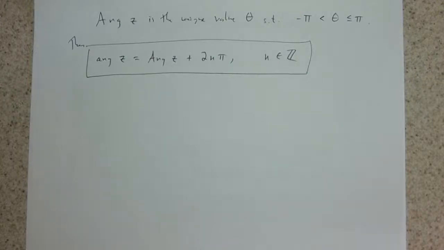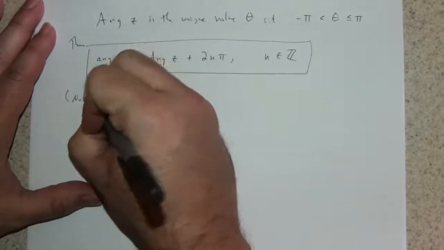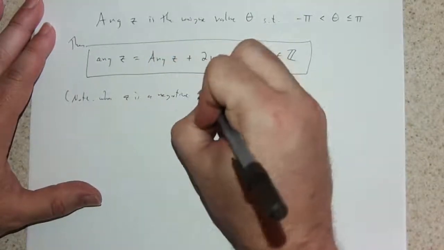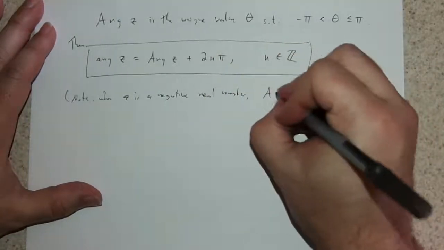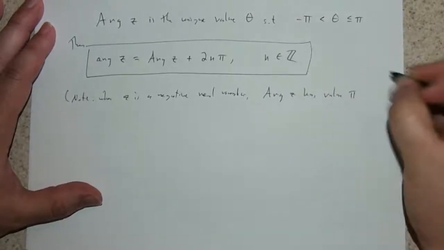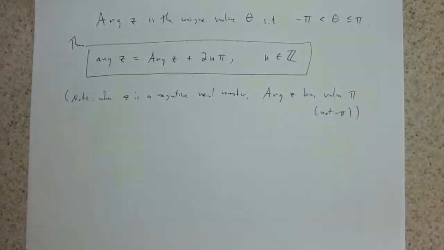Okay. So just to also tidy this up, note that when z is a negative real number, arg z has value pi, not minus pi. So you draw a picture, and you see why we have to specify that here to keep track of any ambiguity that could creep in.